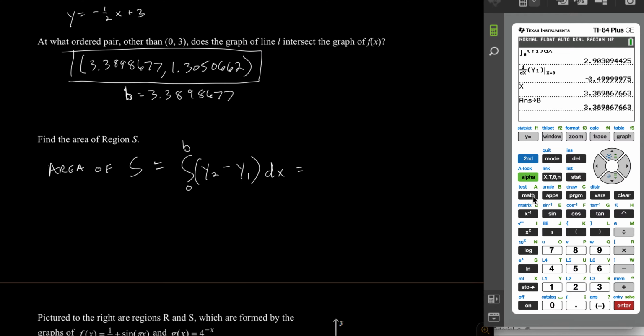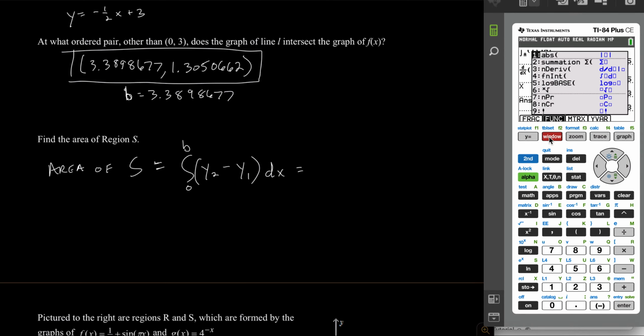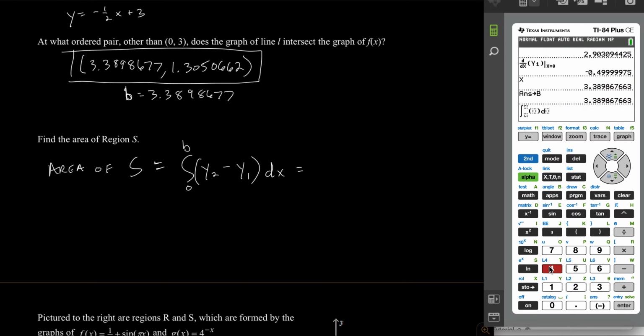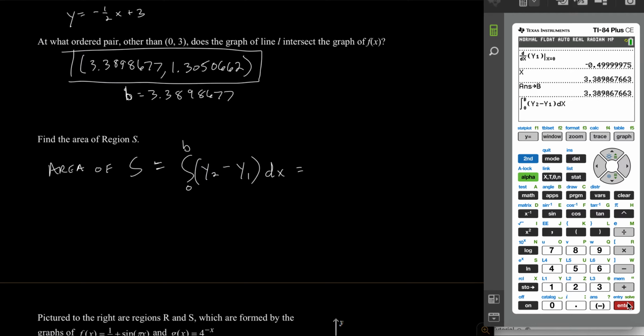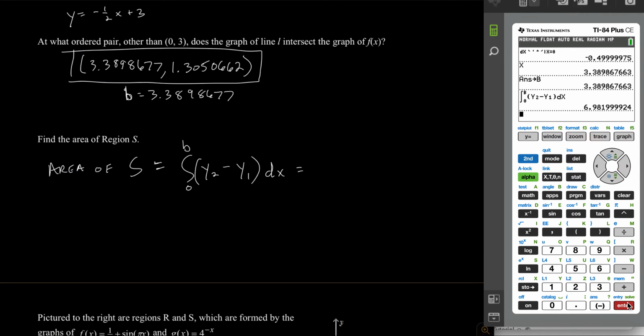All right, so we want to go and calculate that. So alpha f integrate, and we're going from 0 to b. So we don't have to type out that crazy decimal, of y2 dx. Oh, what am I doing? We got to subtract y1, sorry. Minus y1, as if you can't see what I'm typing. We should get 6.9, yep, there it is. So 6.98, here's where we can round to.